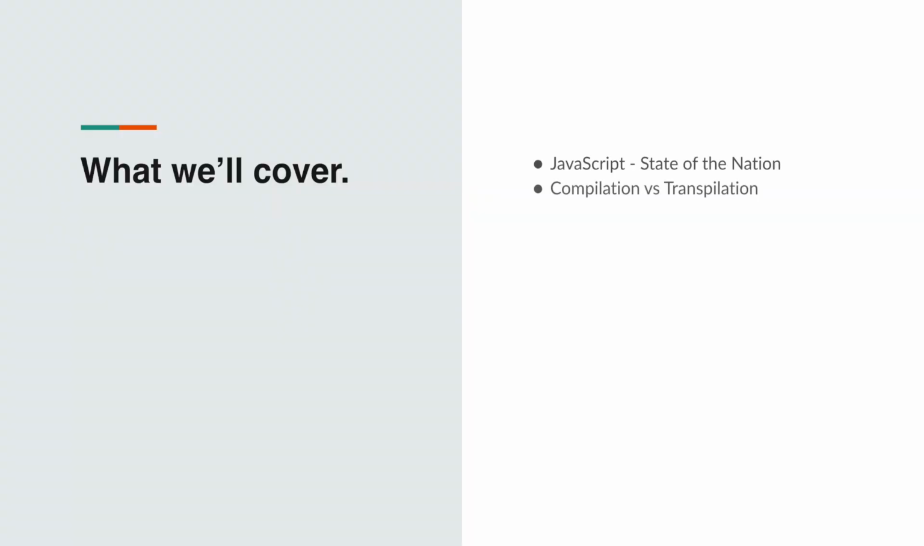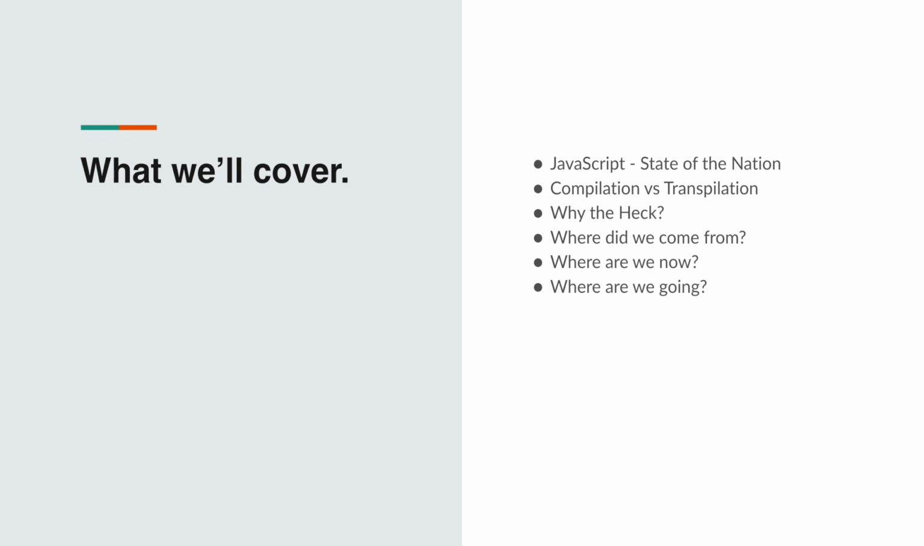Today, we're going to be talking about where JavaScript is right now and how awesome that is, and how we got there. Just to frame the conversation, we're going to talk about the difference between compilation and transpilation, and define those terms in the context of this conversation. We're going to talk about why we are even talking about transpilation. Why is it important? Where did transpilation really come from? Where have we been in the past few years? And where are we now? What does the current landscape around transpilation and targeting JavaScript applications look like? And where are we going? What's the future of JavaScript and the future of transpilation?